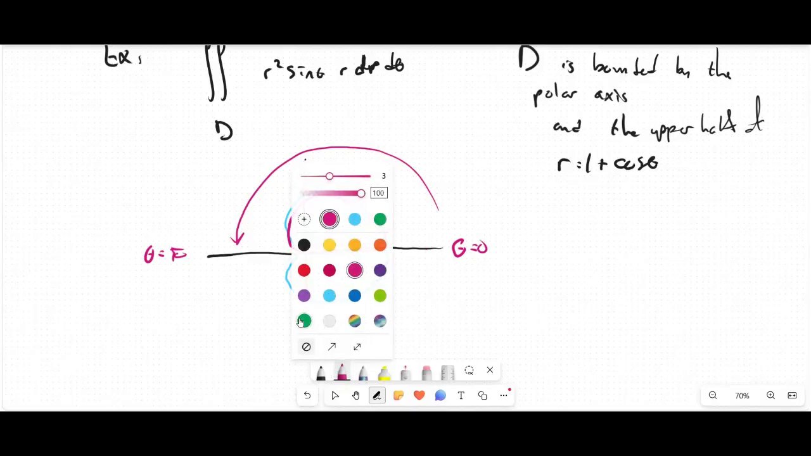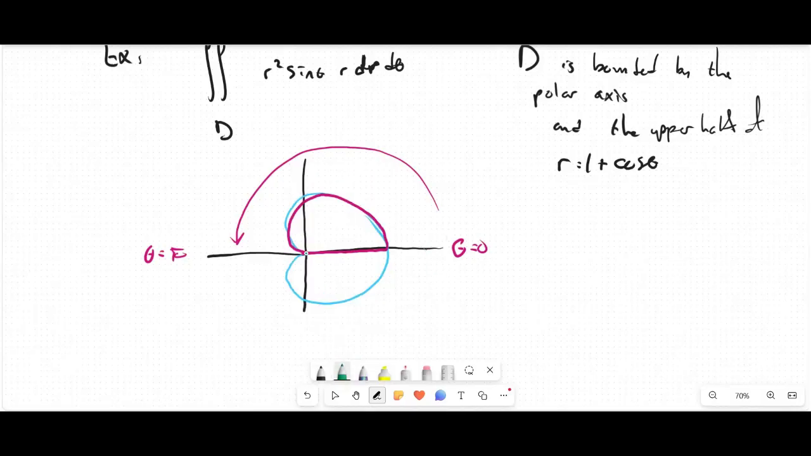Now, this is getting a little tricky to visualize, but let's be clear about this. For any one choice of theta, we will start at 0 at the origin, and we will go as far as 1 plus cosine theta. If you were in a different direction, you would still start at 0, but now you're going to go not quite as far. This is a new 1 plus cosine theta. And then you can see it starts to get even smaller over here. 1 plus cos theta, etc.